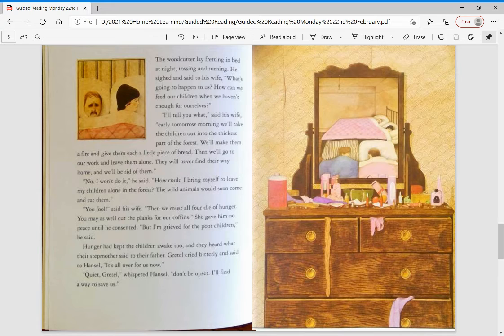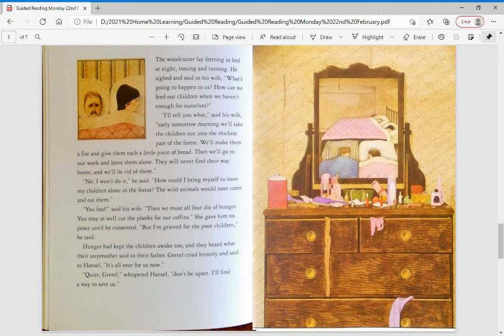Hunger had kept the children awake too, and they heard what their stepmother said to their father. Gretel cried bitterly and said to Hansel, "It's all over for us now." "Quiet, Gretel," whispered Hansel. "Don't be upset. I'll find a way to save us."